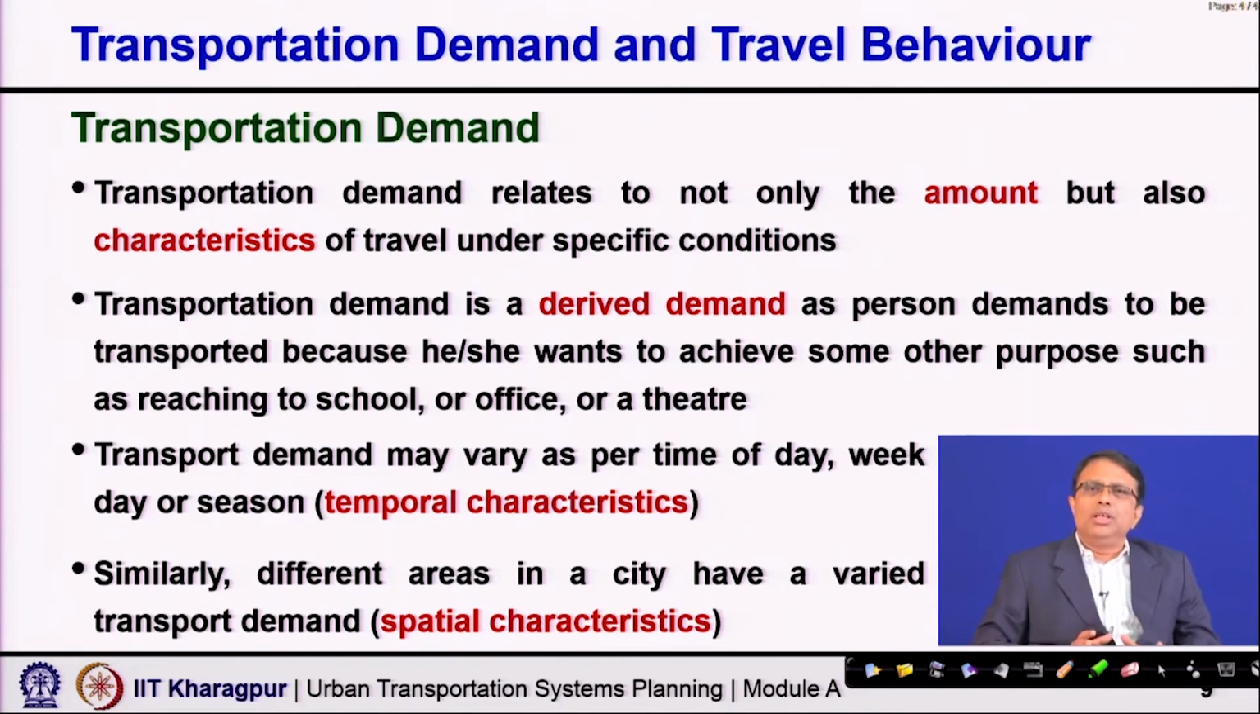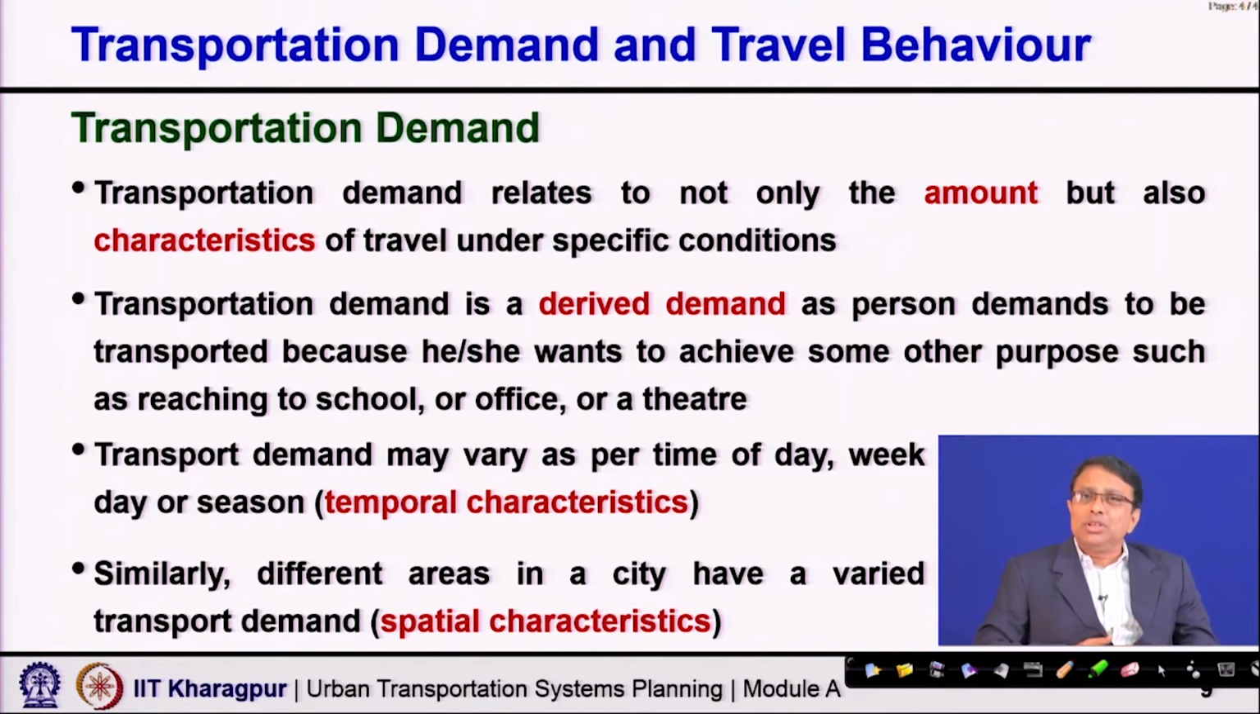Now, with this we talked about transport demand, but let us relook at it, because there is something more for us to understand. Transport demand relates to not only the amount, but also the characteristics of the travel under specified conditions. How many people are traveling? That is obviously the quantity. But it is also important to know the characteristics of travel. For example, are they traveling a longer distance or a shorter distance? For the same trips, if they are traveling longer, you are spending more energy, more emission and everything, right.